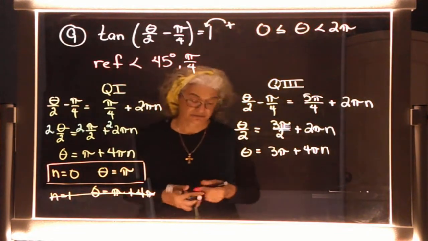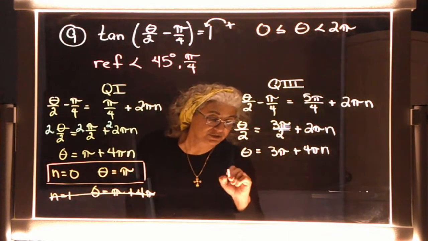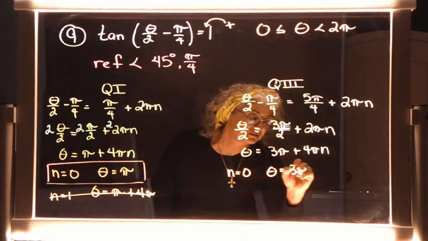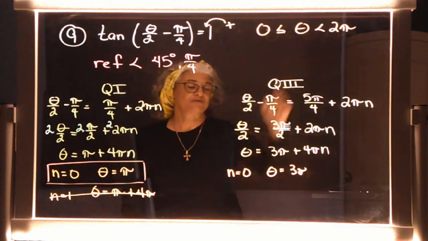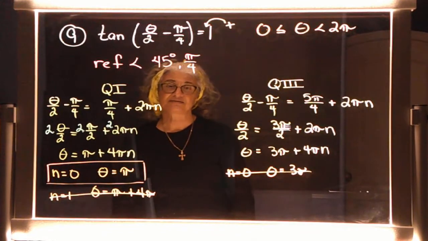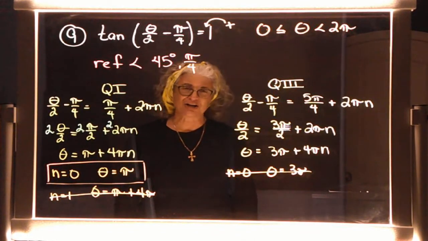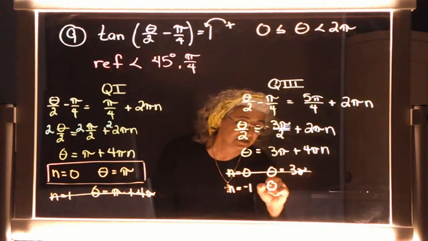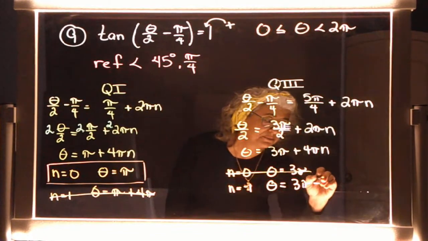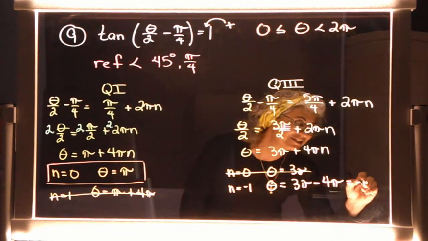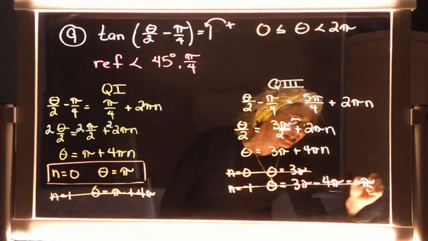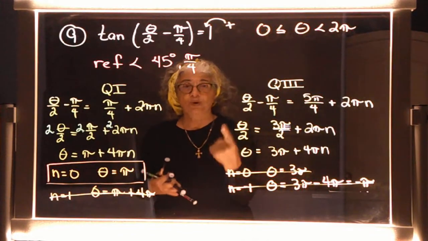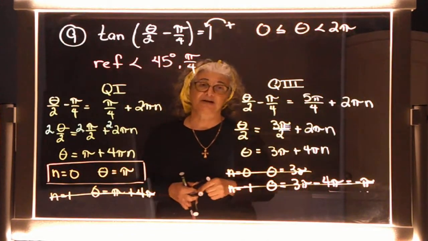Okay, so n is equal to 1, or pardon me, 0. Let's start with 0. That means theta equals 3 pi. Oh man, that's already over the restriction. I can't do that. How about, you know what, maybe go backwards? Then theta equals 3 pi minus 4 pi. That's a negative pi, which is still outside the restriction. That's not going to happen either. So in this particular case, I have one answer, one solution, and that's theta equaling pi.